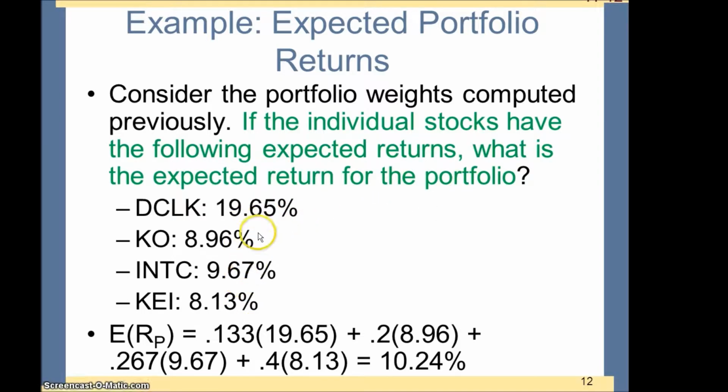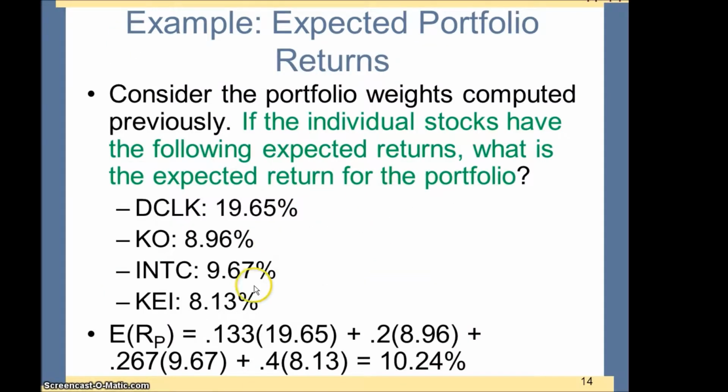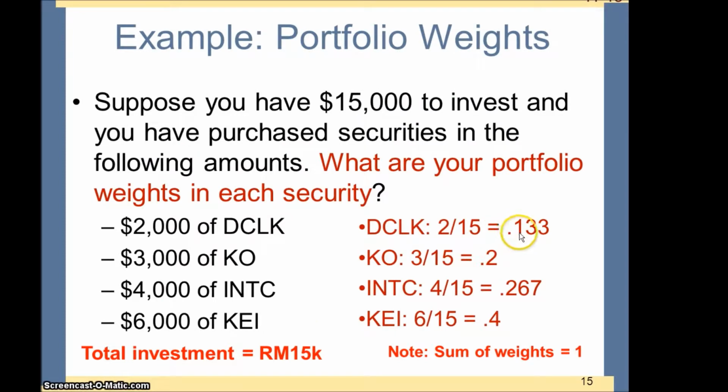So these are the individual returns. To calculate the expected return for a portfolio, you must have the probability and the individual returns. Just now we already computed it. It's just like the way to calculate the expected return for an individual stock. You must have the probability and you must have the individual return. So see, you have 13.3% times 19.65%. Now 19.65% is the individual return. So we must have this probability. Where do we get it? Just now we computed it. So that is the probability.